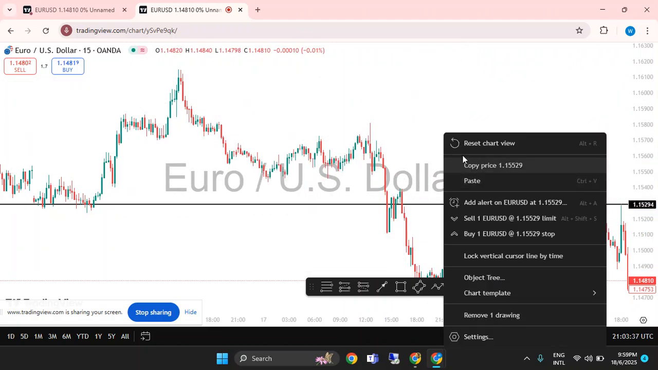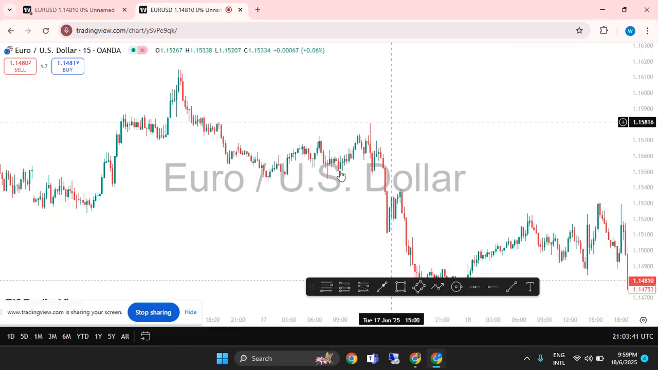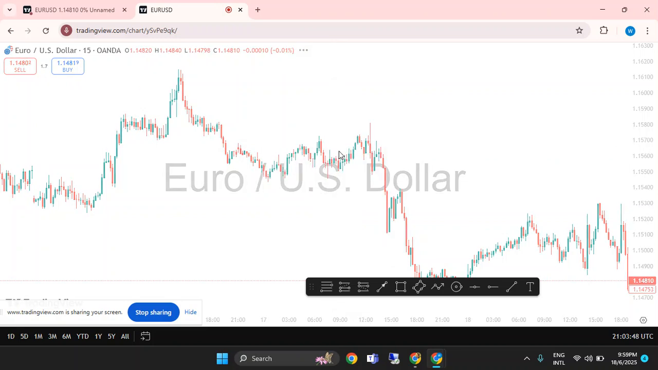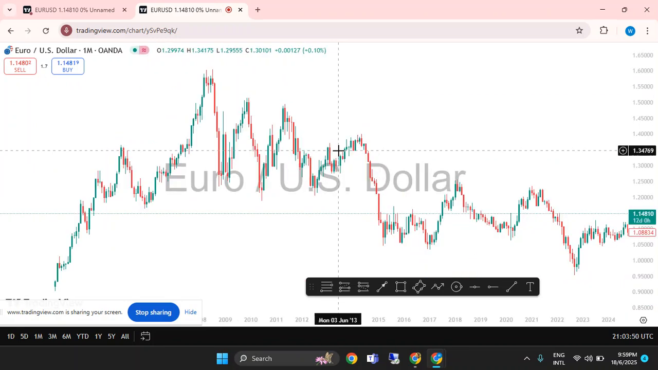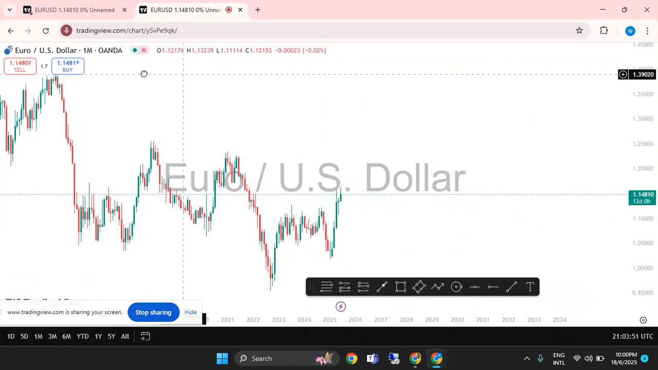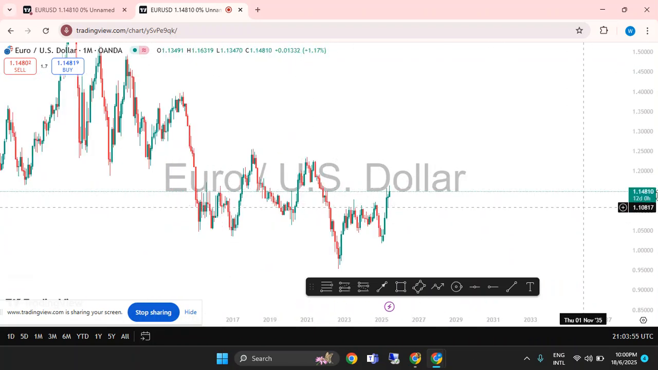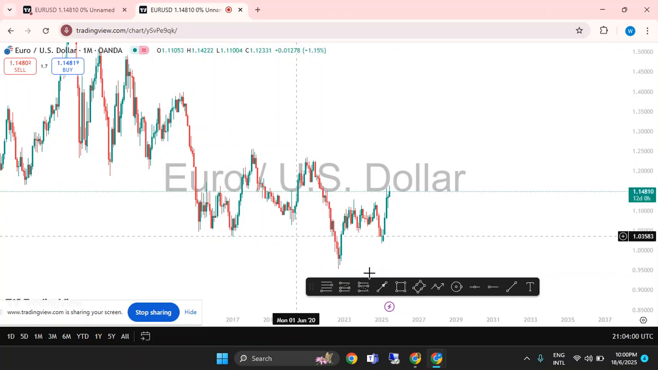So let me take you to the best time frame in which you can plot your support and resistance and be very accurate on all time frames. So let's go to the 1 month. The 1 month is where I draw my support and resistance, and I have two types. I call them support and resistance zones because they are areas which the market gets to.